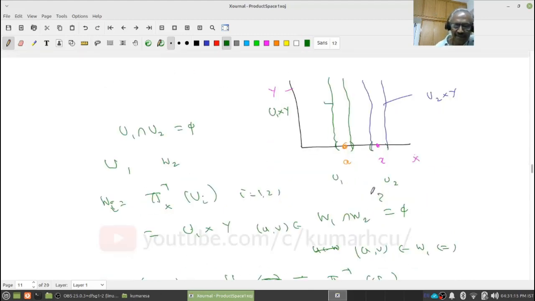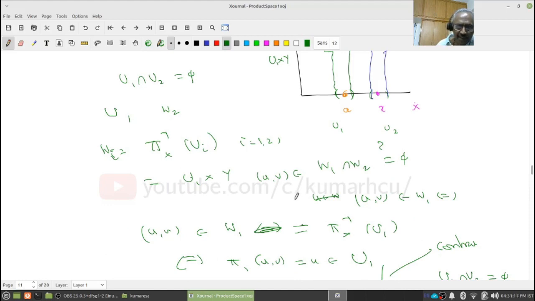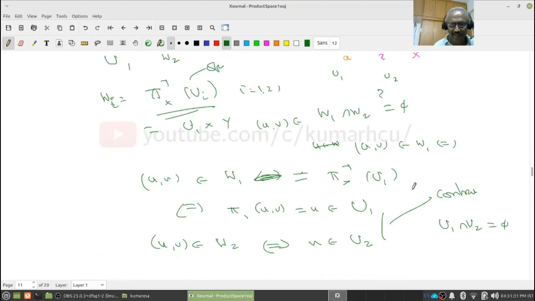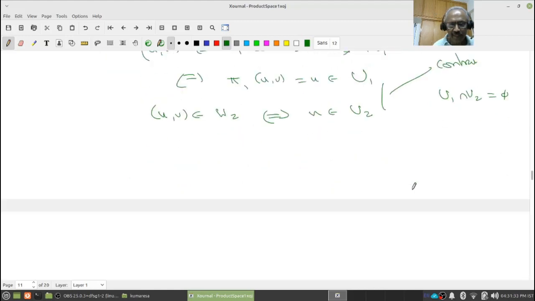Okay. Now is W1 open? Yes. Because the product topology definition says these are all open sets. Or if you don't like it, they are U1 cross Y and U2 cross Y. They are basic open sets. Correct? So what have I done? I have proved the product of two Hausdorff spaces is Hausdorff. So pause, review, proceed.